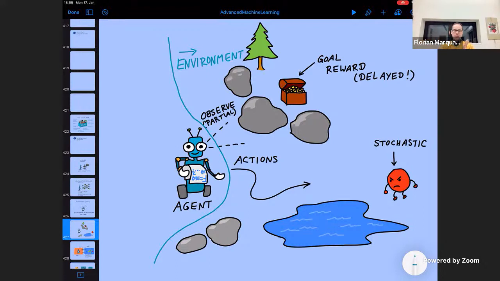So it depends very much on how you phrase things. What is your goal? How much does the environment change from run to run, and so on? And we will see all of these things in action later. But these are the basic pieces. So an agent, an environment, actions, observations, rewards.